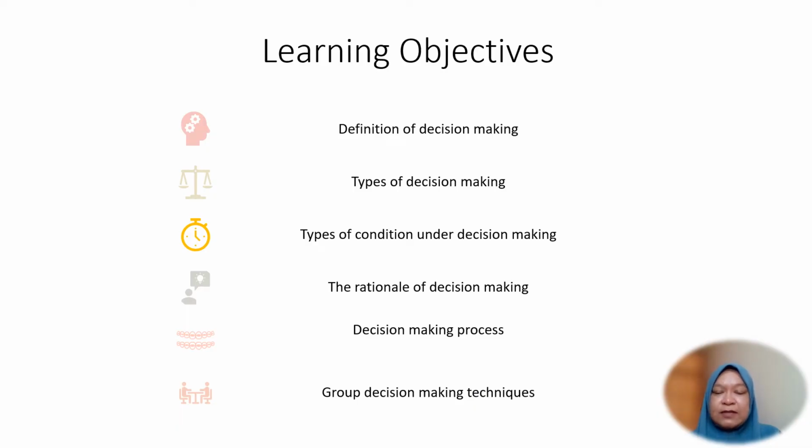From this chapter, there are a few learning objectives. Hopefully by the end of the chapter, the student will be able to define what it means by decision making, the types of decision making, the conditions when we are making the decisions, the rationale of decision making, the decision making process, and also the group decision making technique.